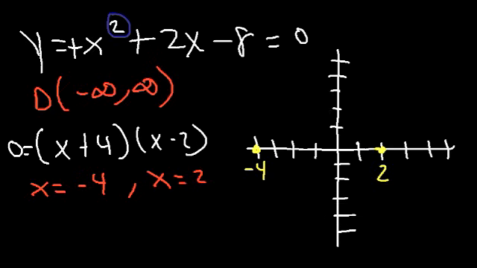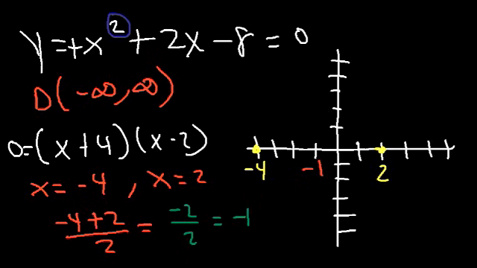Now the vertex, the x-coordinate of the vertex, is going to be the midpoint, or the average, of negative 4 and 2. The midpoint between negative 4 and 2 is negative 1. If you average those numbers, if you add them up and divide by 2, you should get negative 1. Negative 4 plus 2 is negative 2. Negative 2 divided by 2 is negative 1. So that's where the vertex is. That's the axis of symmetry. It's at x equals negative 1.